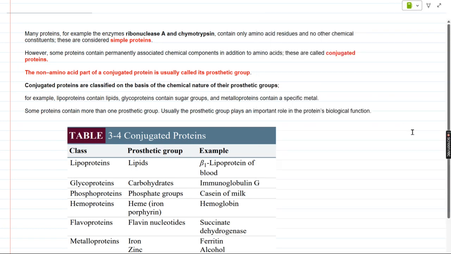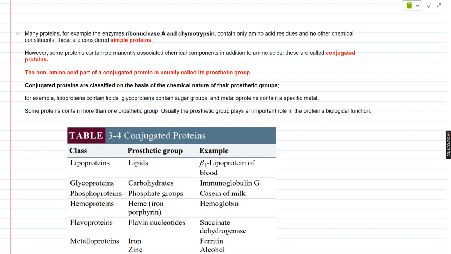So many proteins, if you take examples of enzymes, what are enzymes? Enzymes are nothing but mostly proteins with catalytic actions. I wouldn't say all enzymes are proteins, but most of them are proteins with a catalytic action. They're going to catalyze a given reaction and make it occur at a very good rate. So many proteins, for example, enzymes like RNase A and chymotrypsin, I would be discussing the mechanisms by which these enzymes act in my coming lectures.